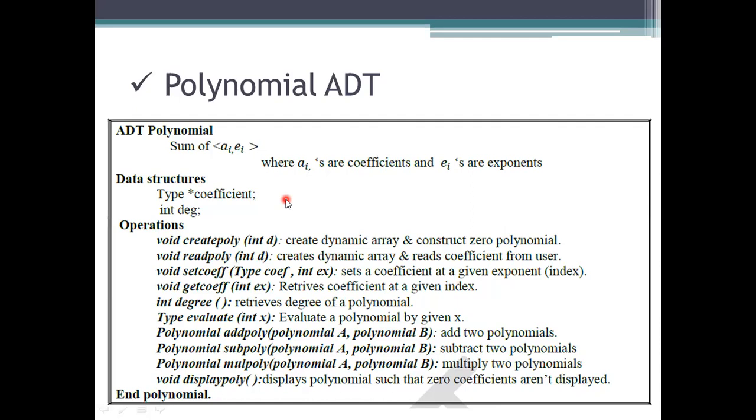For creating a polynomial, we need to specify the highest degree. To read the polynomial, you take the degree and read the coefficient from the user for that degree. If the degree is 3, what is the coefficient for that degree? It is 4. It will be stored, retrieved, and given to the printing function. And coming to set coefficient, you need to give the coefficient to that term.